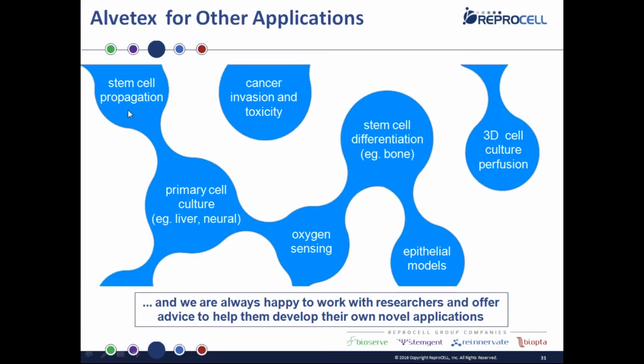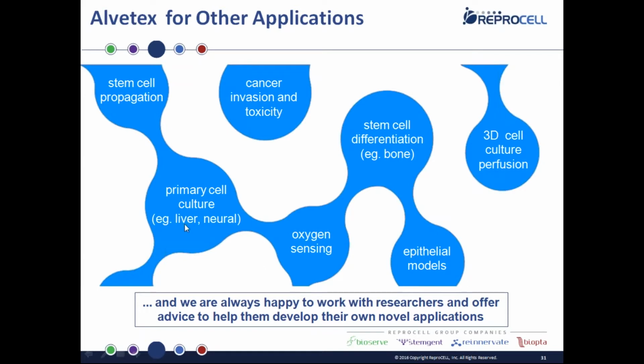So I've mentioned stem cells. You can either propagate them and maintain them on Alvetex, but also you can differentiate them, not just into neural tissue. We've done differentiation into bone and also into fat tissue. I've briefly mentioned cancer. You can look at cancer invasion through how far they go into the substrate, and this can be done through sections or through confocal microscopy. And you can look at toxicity as well, so drug testing for cancer.